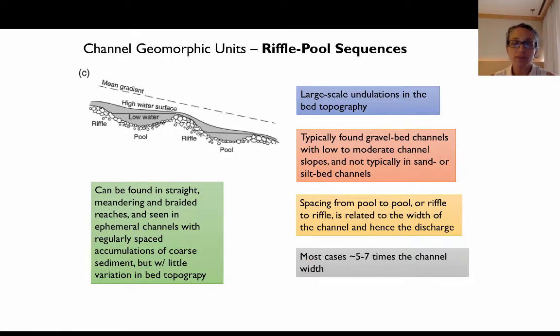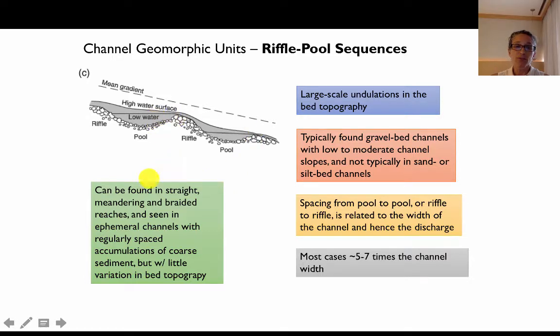And sometimes when you're doing a reach study of a channel, you might want to consider an entire pool riffle sequence. And so, having a reach that has a length of about 5 times the channel width is a good rule of thumb to think about.